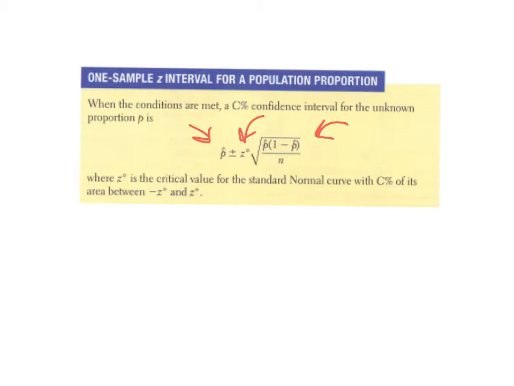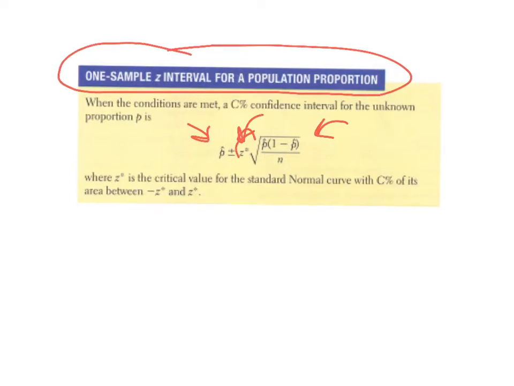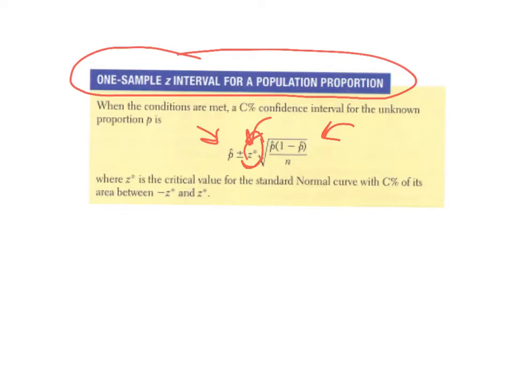When we do this, it is called, and you're going to need to file away these names, a one sample z interval for a population proportion. It's a z interval, with a critical value of z there, and I only used one sample here, so I only have my p hat. So this is a one sample z interval for a population proportion.